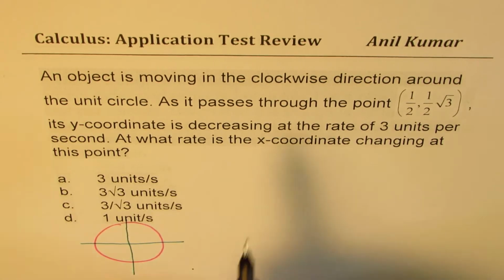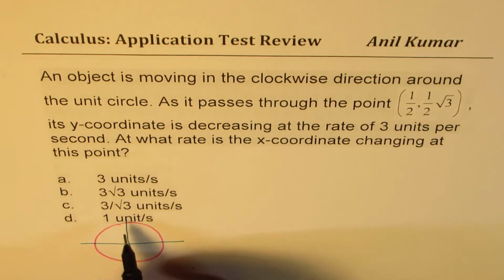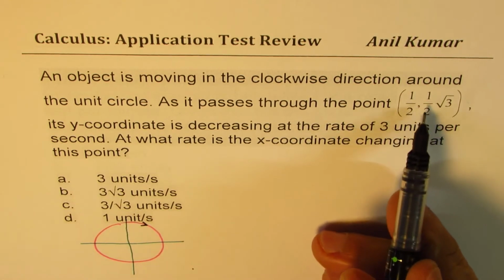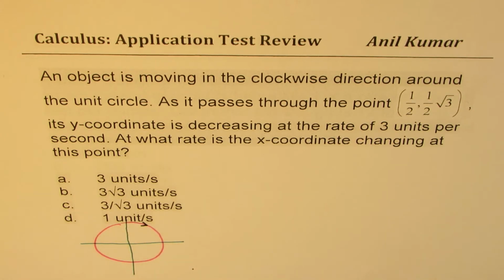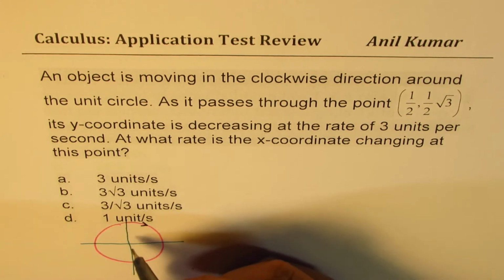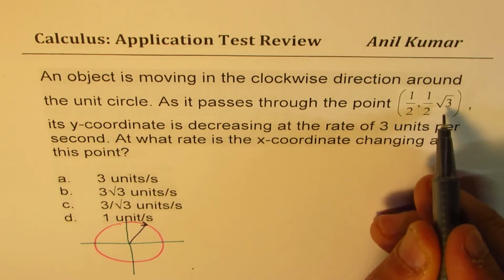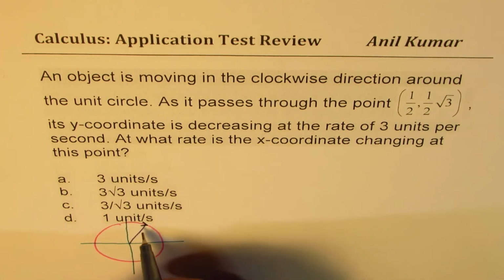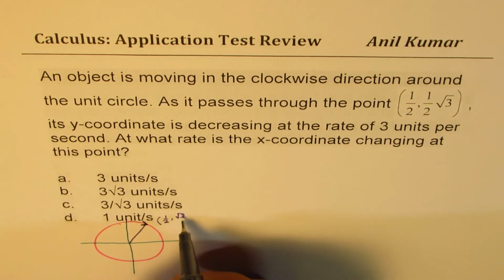Where a point is moving in a clockwise direction. So in this direction, right? At a point (1/2, √3/2), that seems to be a 60 degree angle. At times they might just give you 60 degrees on the unit circle without giving you the coordinates, correct? So that becomes the point which is 1/2 and √3/2.